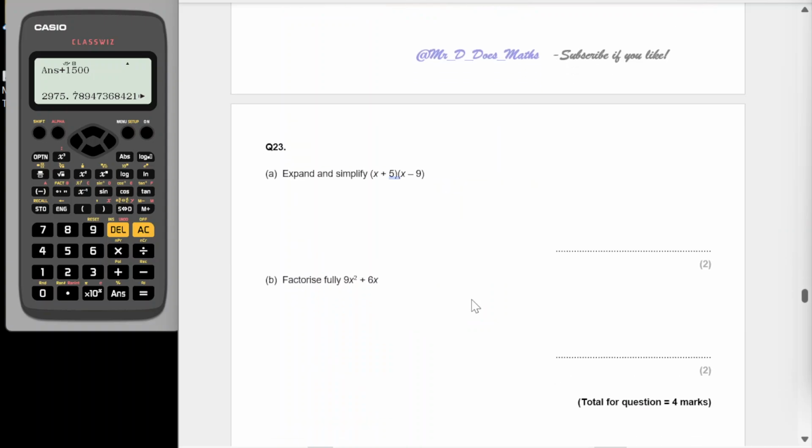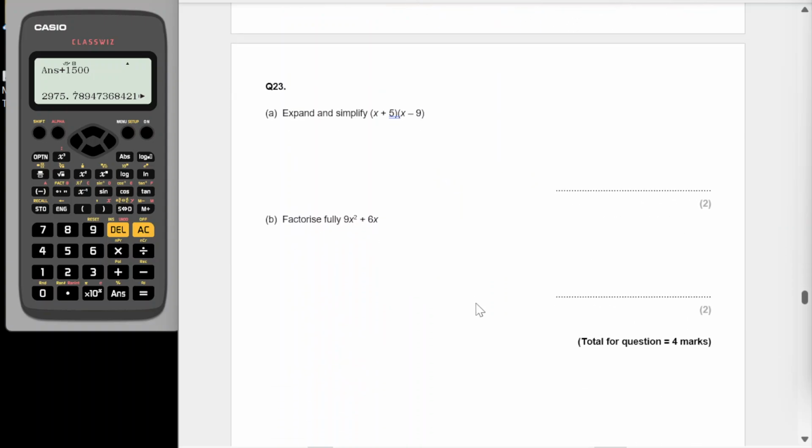Okay, question 23, expand and simplify. So we've got a double bracket. Again, we could use a grid to expand this. I tend to use that construction line method. So x times by x would be x squared. X times by minus 9 would be minus 9x. 5 times by x would give me 5x. And then 5 times by minus 9 would give me minus 45. And then simplify the middle two terms. So that's going to give me x squared minus 9 plus 5 would give me minus 4x minus 45.